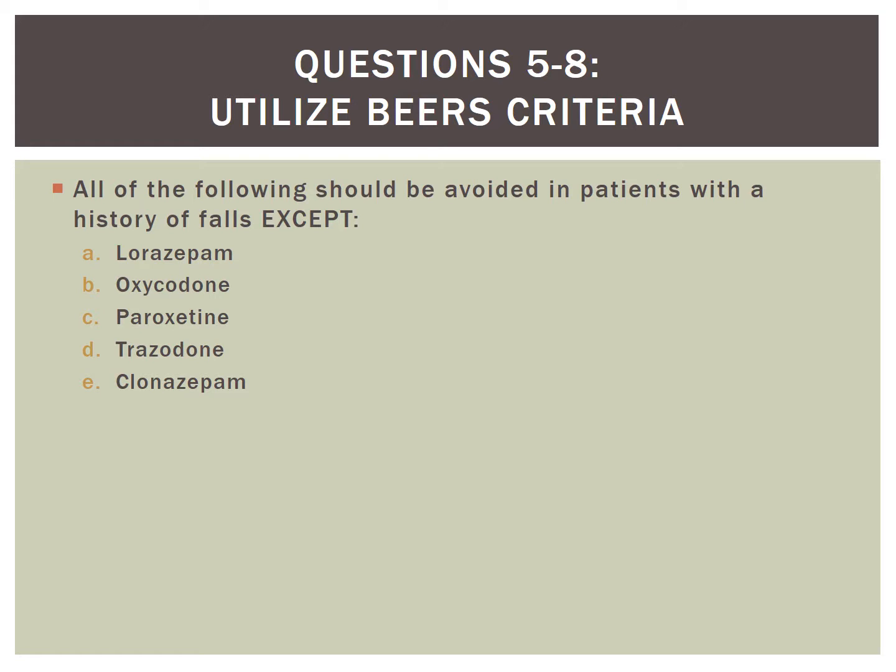All of the following should be avoided in patients with a history of falls, except, correct answer here is D. Beers criteria does separate out PIMs based on just medication classes and then also in conjunction with specific patient diagnoses. So you can utilize the falls diagnoses tables to find the correct answer to this question, and everything should be avoided except trazodone as far as what's on for this question.